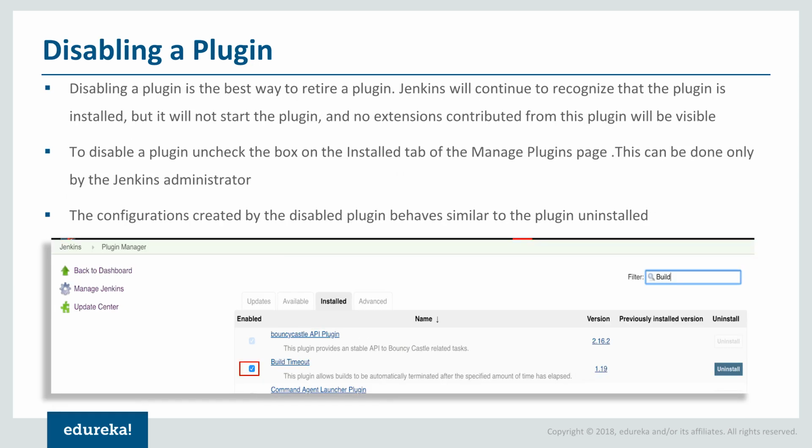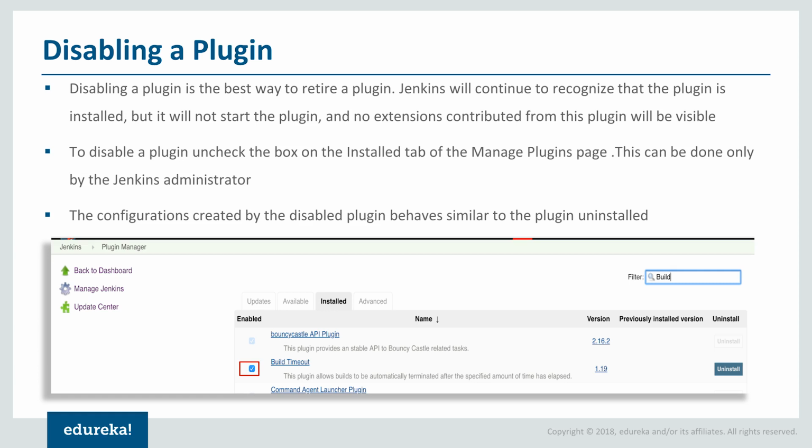There is one other way of working with plugins. Let's say you don't want to remove a plugin completely. One of the ways of doing that would be to disable a plugin. It's actually one of the best ways to retire a plugin. Jenkins will continue to recognize that the plugin is installed, but it will not start the plugin at boot time. So that way you will be able to save some memory on Jenkins. It will not initiate the plugin. It is there, it's just a couple of files which are taking some space on your Jenkins master. Other than that, it is not disturbing any of your other Jenkins configuration which you might have.